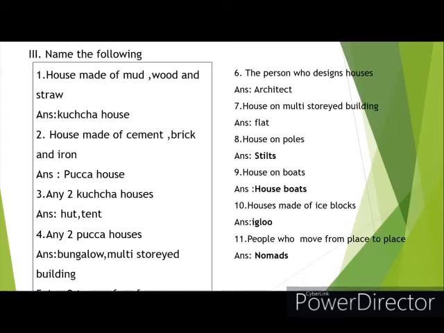Next is name the following. You need not write and practice, but you have to do oral practice. House made up of mud, wood and straw, what is the answer? Kacha house. And second one, house made of cement, brick and iron is pakka house.